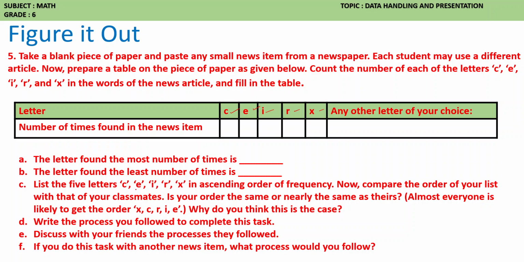And we need to list the 5 letters C, E, I, R, X in ascending order of frequency. Now we have to compare the order of your list with your classmates. Is your order the same or nearly the same as theirs? Why do you think this is the case? Write the process you followed to complete the task and discuss with your friends the process they followed. If you do this task with another news item, what process would you follow?